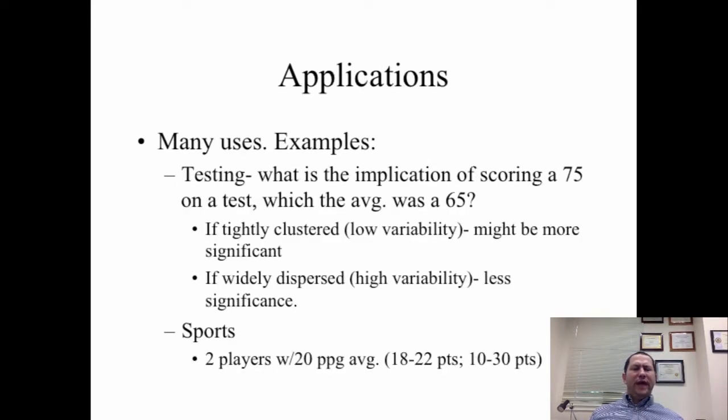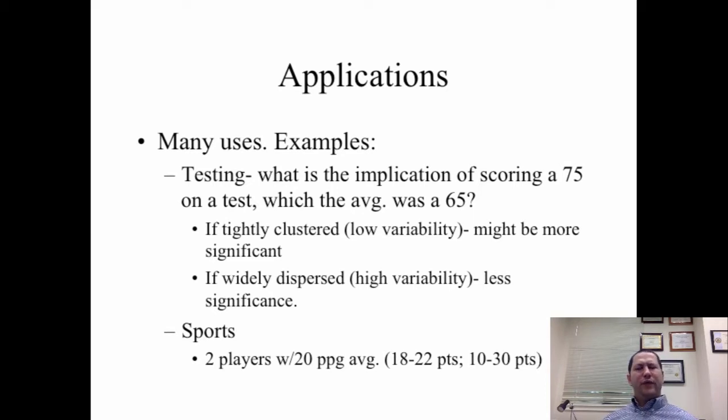Let's say we gave a test. An individual scored a 75, and the test average was a 65. That's a better way of saying it. Everyone had their spread of scores, and 65 was the average, but you got a 75. So how did you do? Did you do well? Did you do poorly? In this situation where all of the scores are tightly clustered together, getting a 75 is more meaningful, and it might be significant.